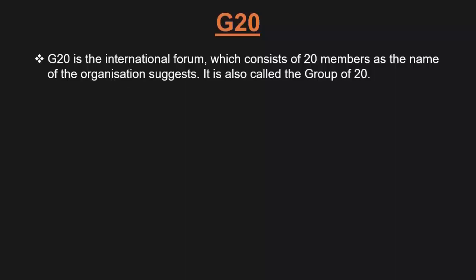In this presentation, we are going to discuss the G20. G20 is the international forum. In the name G20, G stands for the group and 20 stands for the number of member countries. That's why it is called the group of 20.